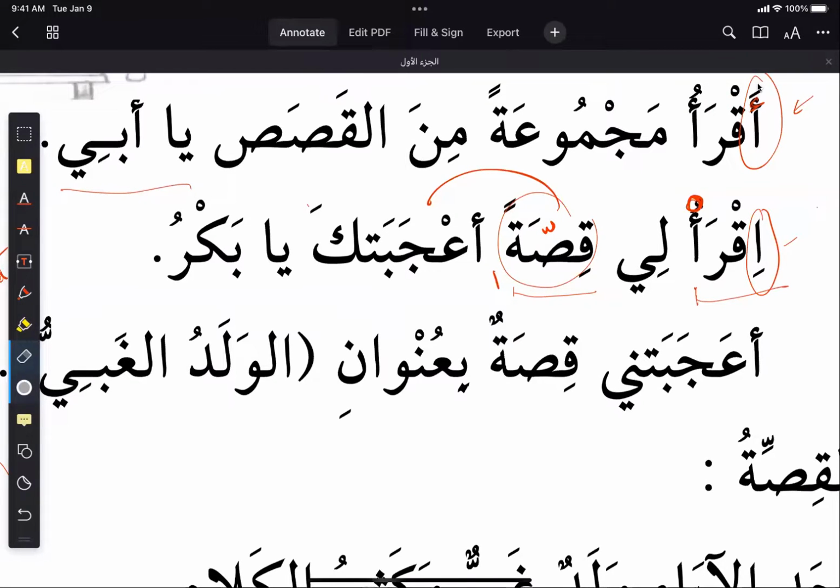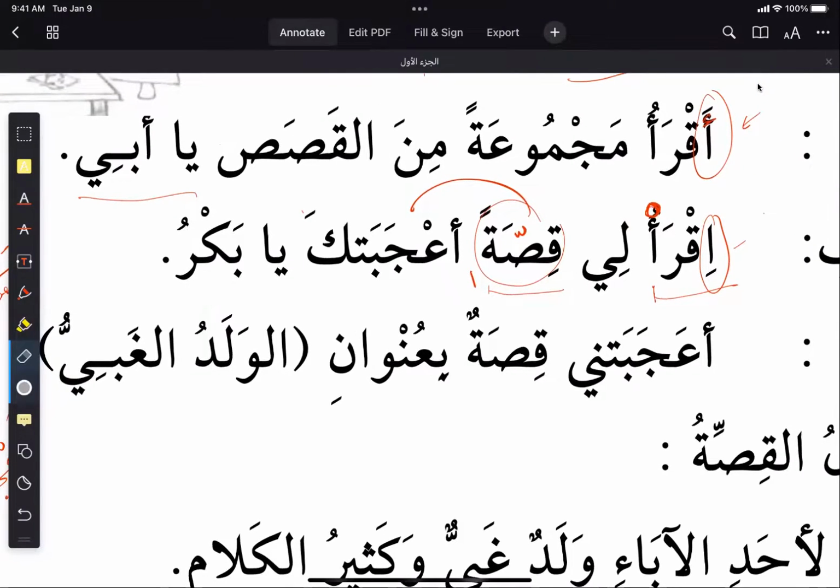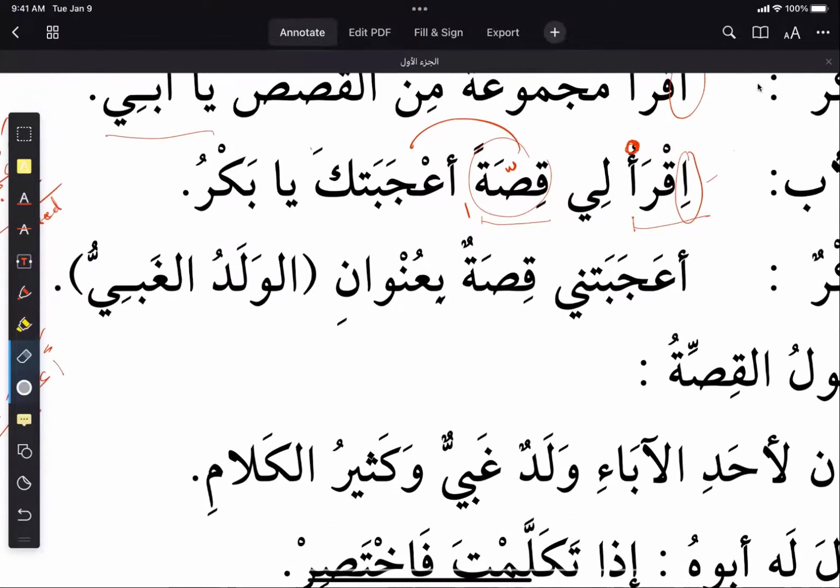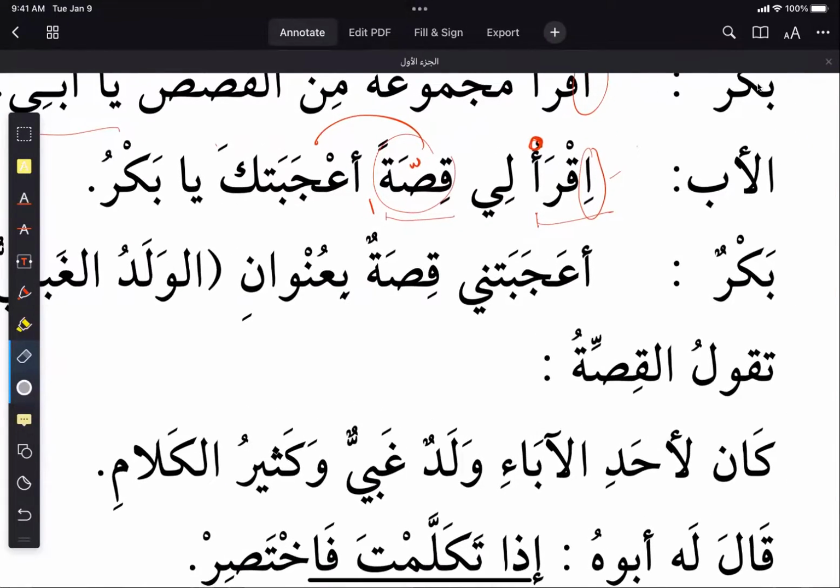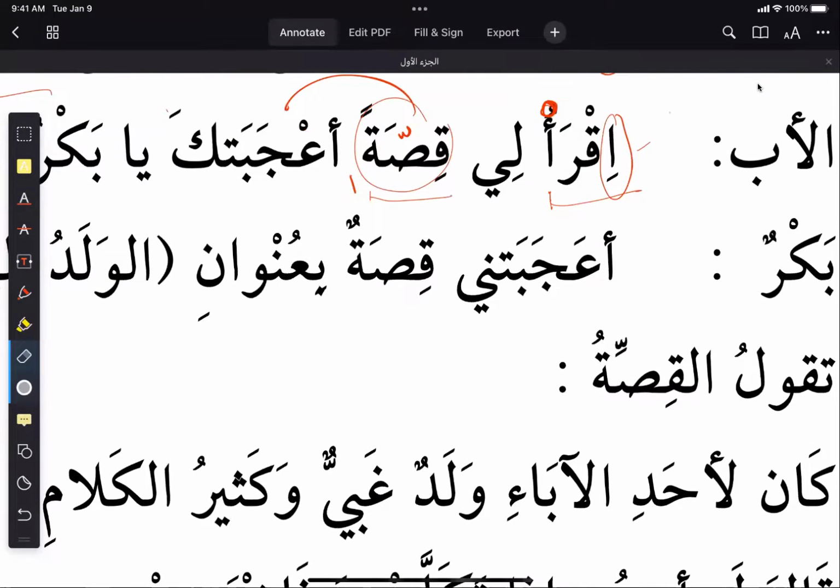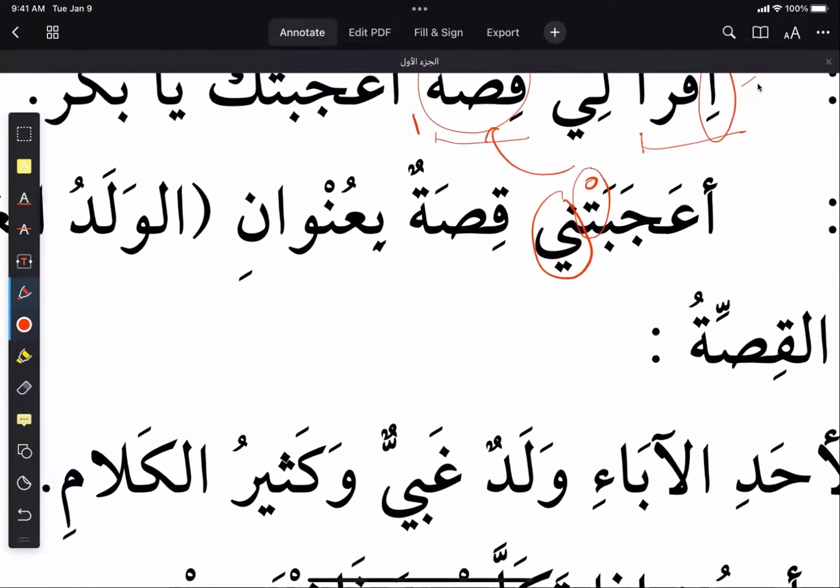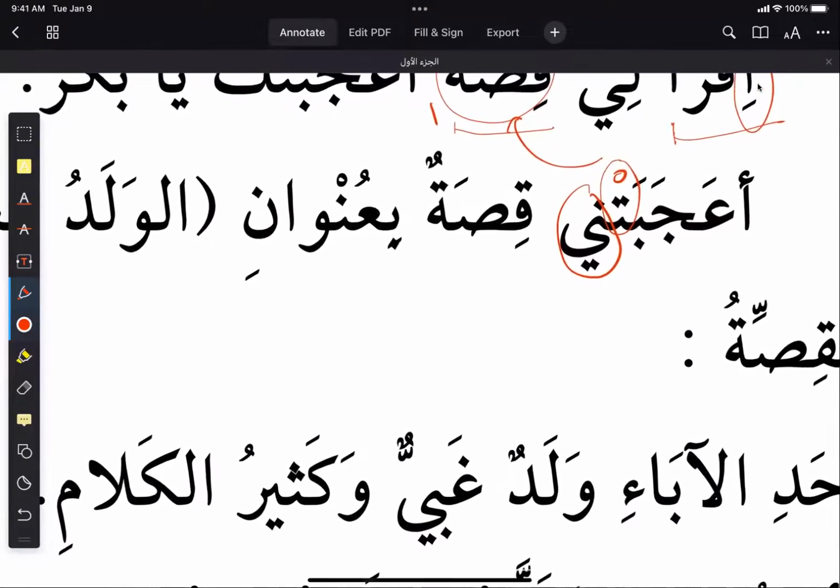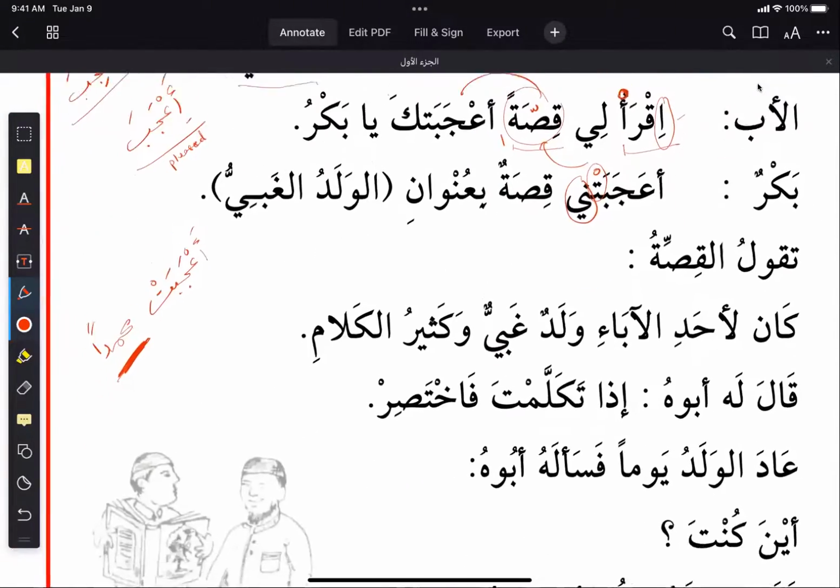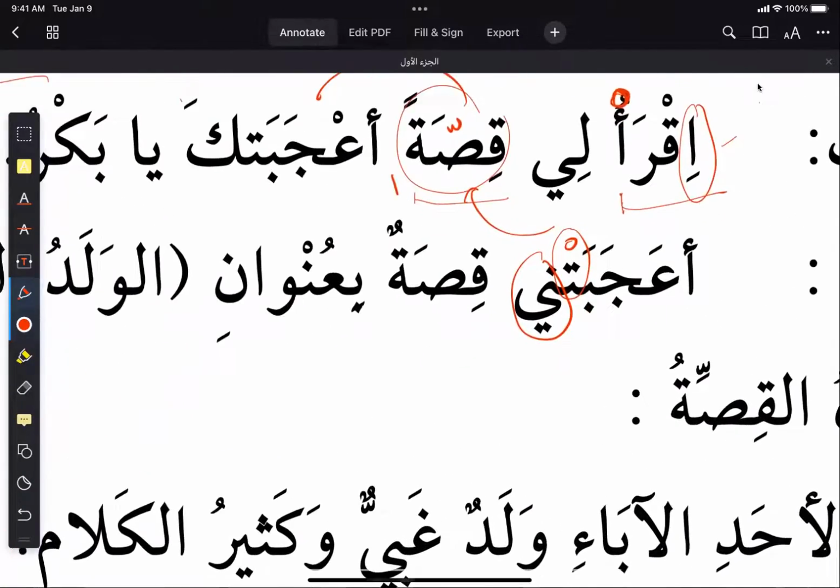Okay, so iqra li qissatan ajabatka ya Bakr. Read for me a story that pleased you. Now, Bakr is saying ajabatni. Okay, so you see what's happening. Ajabatni. This ta again referring to qissa, the story that pleased, ni means me. Okay, so without explaining too much about this object pronouns, because I have a feeling, inshallah, in the future we will have proper lessons on the object pronouns.